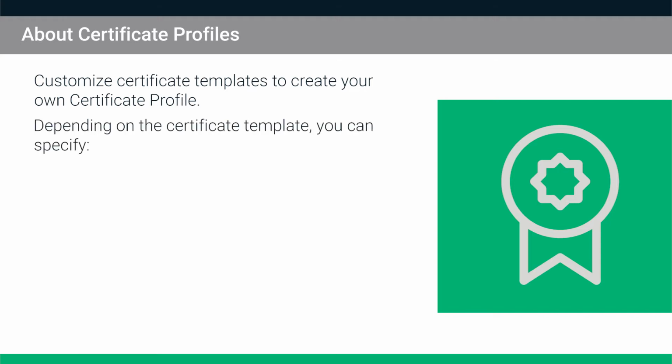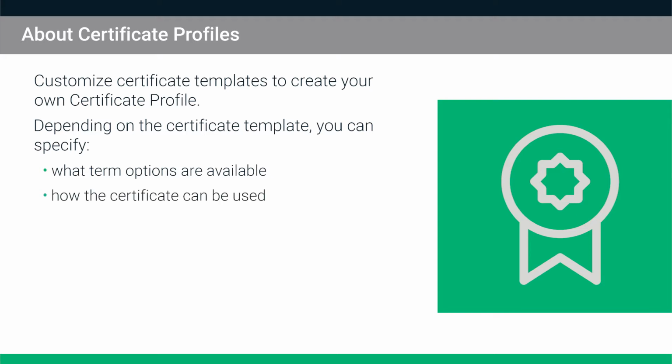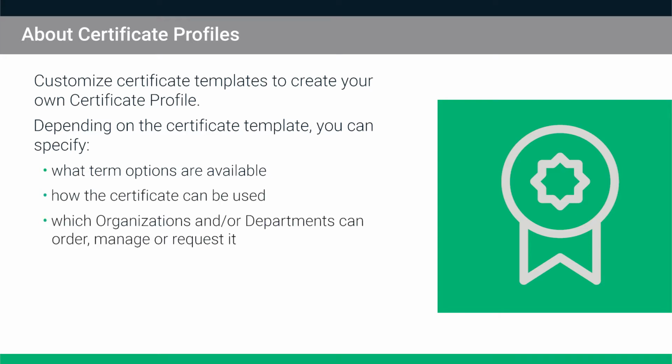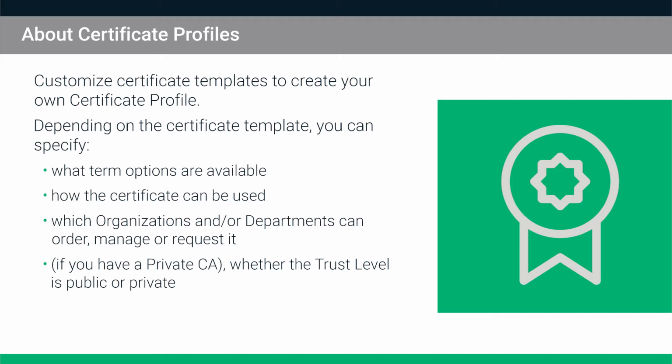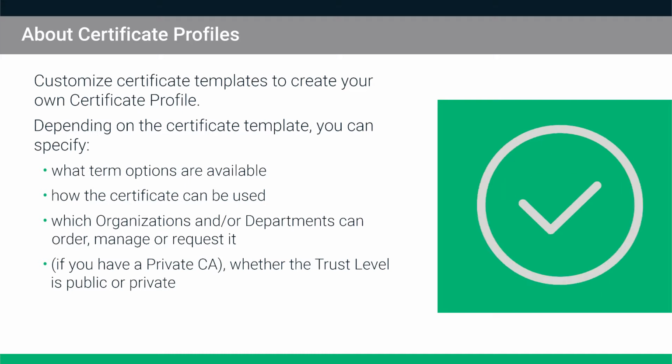Depending on the certificate template, you can specify what term options are available, how the certificate can be used, which organizations and/or departments can order, manage, or request it, and if you have a private CA, you can specify whether the trust level of the certificate profile is public or private.